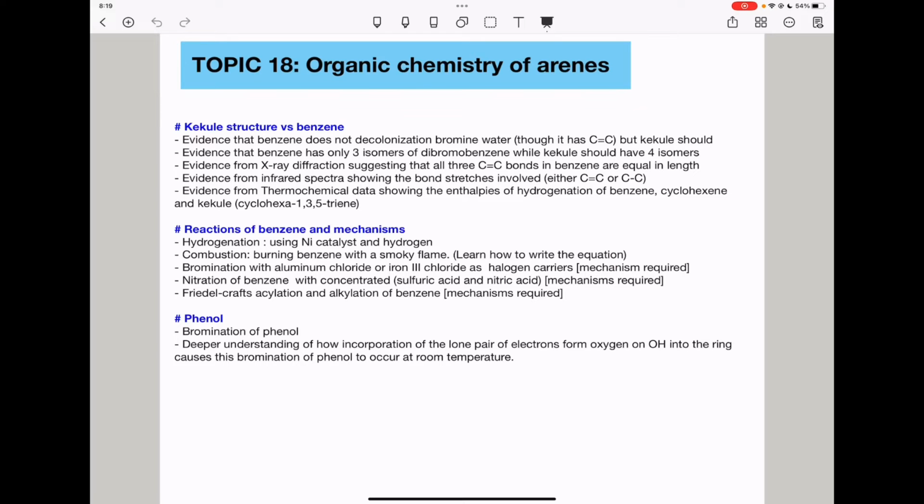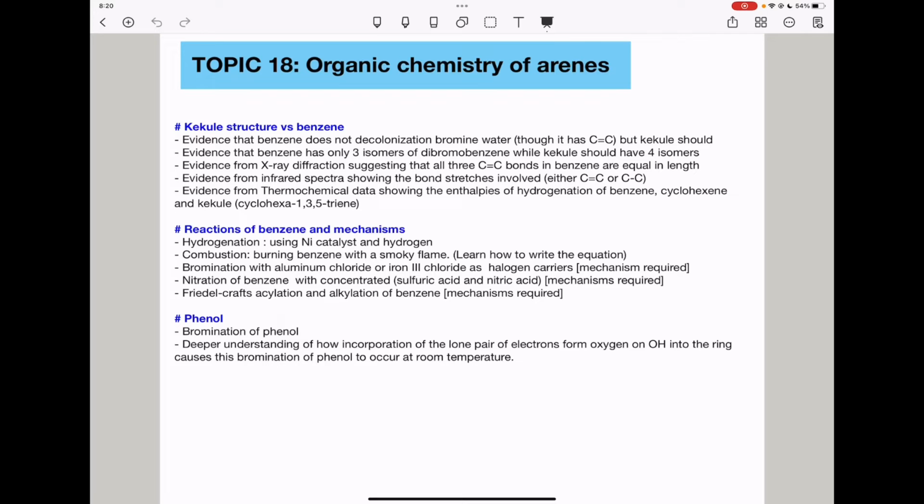They could ask you about bromination with aluminium chloride or iron 3 chloride as halogen carriers. Please ensure you fully understand the mechanisms, including the reaction for the formation of the electrophile, as well as the regeneration of the catalyst. They could ask you about nitration of benzene with concentrated sulfuric acid and concentrated nitric acid. Ensure you fully understand the reactions, the conditions, the mechanisms for this reaction, as well as the reaction for the formation of the electrophile and the regeneration of sulfuric acid at the end.